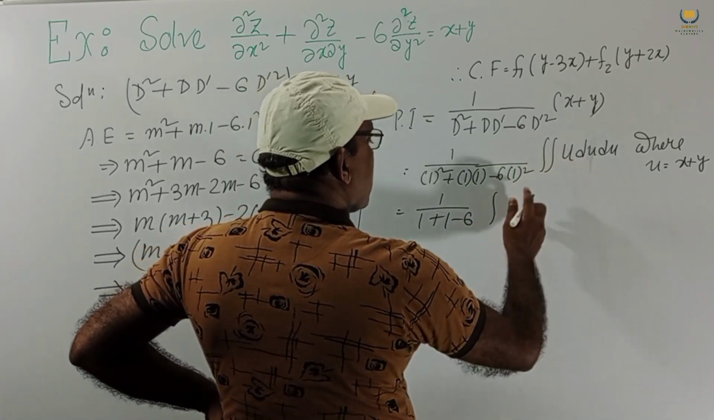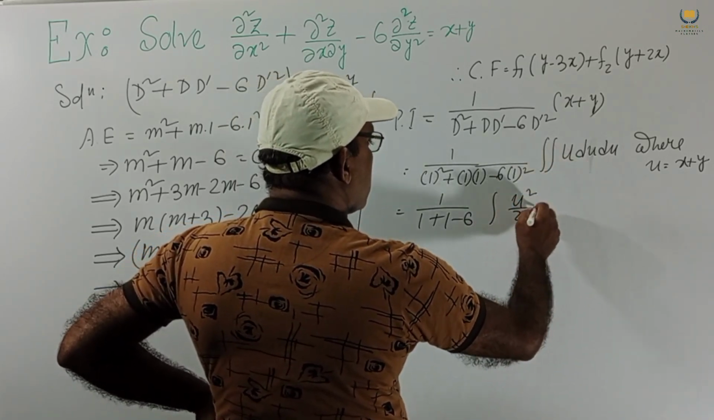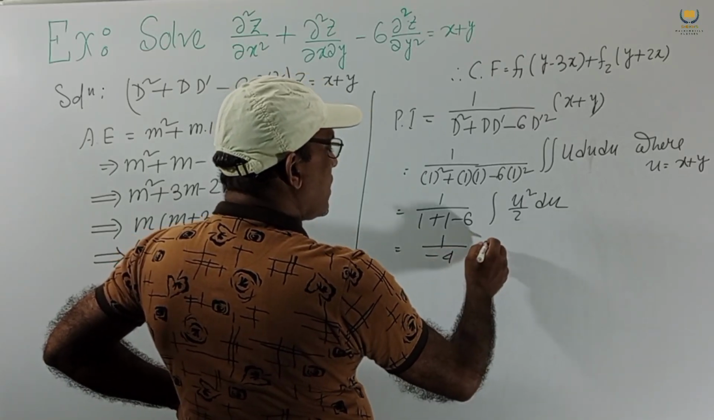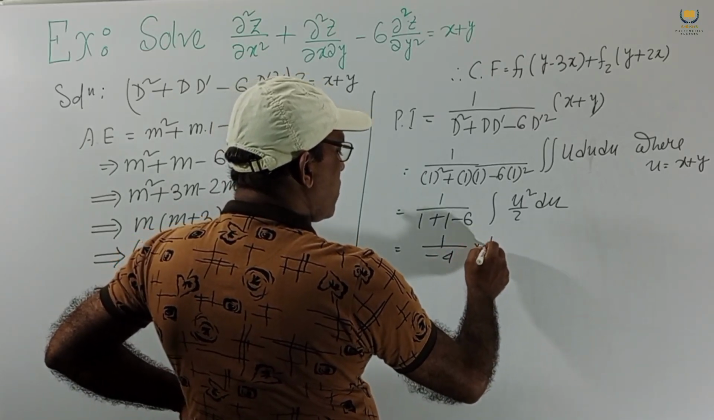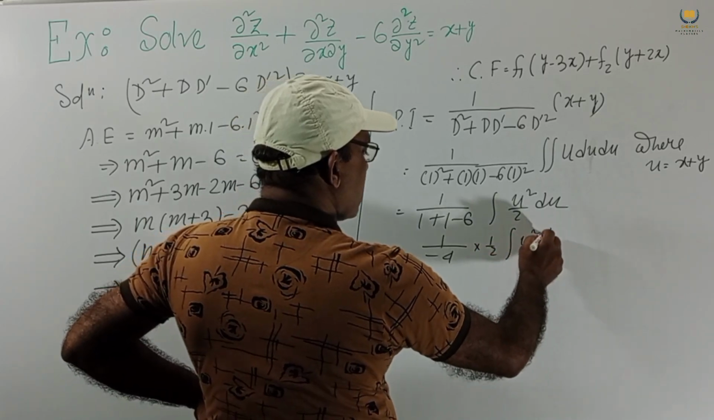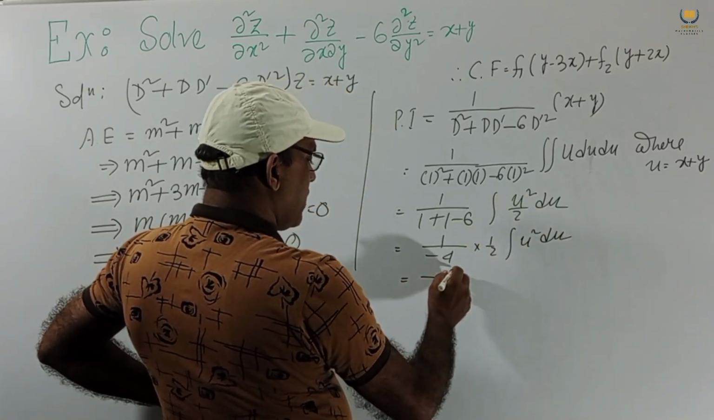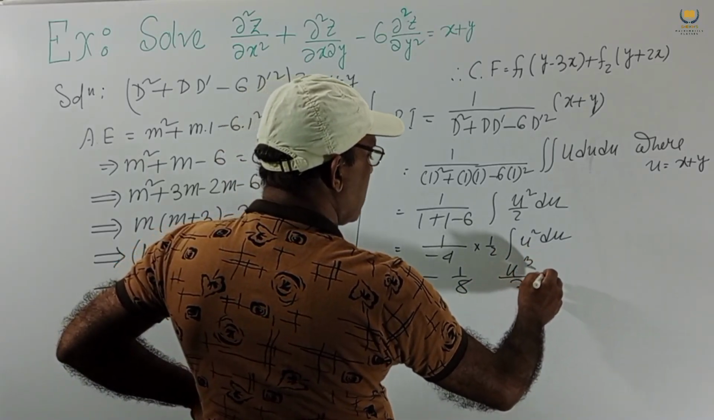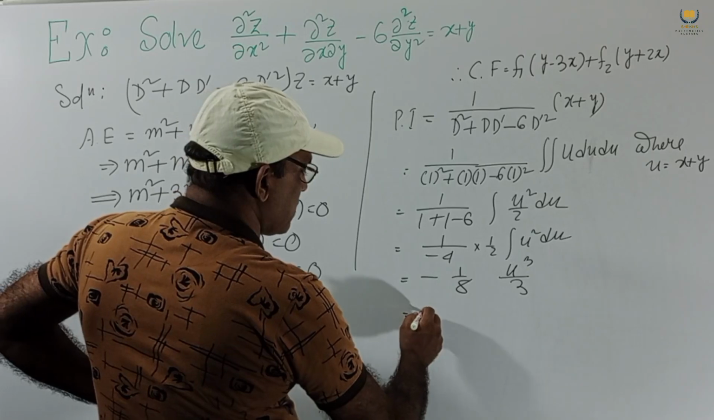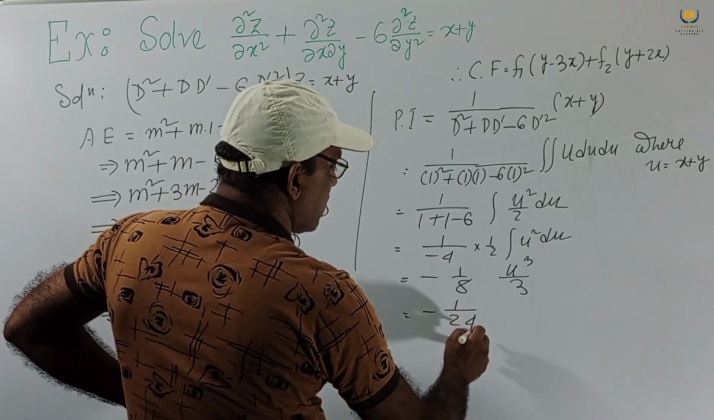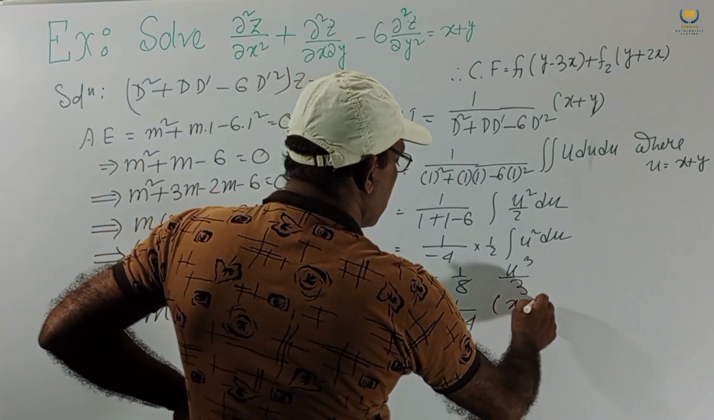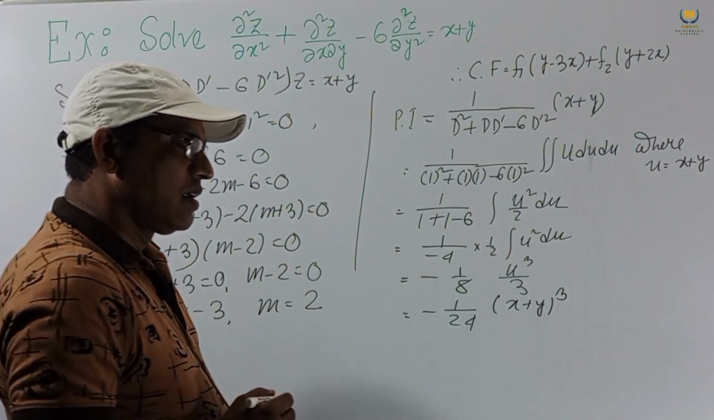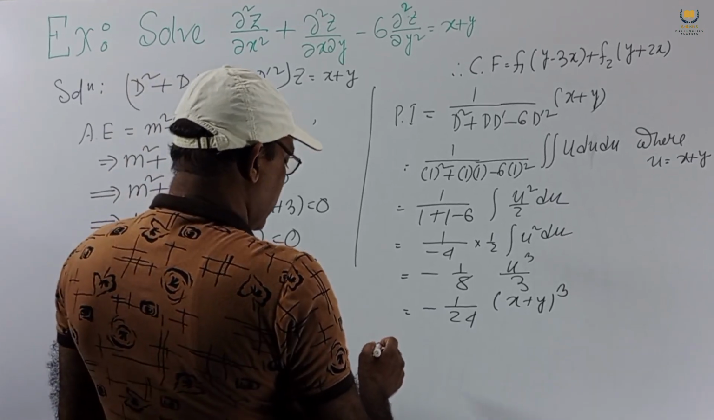If we integrate 1 times, then u square by 2 du, and this is minus 4, and this one 2 outside, u square du, and minus 1 by 8, again integrate this, u cube by 3, and this is minus 1 by 24, u means x plus y whole to the power 3. We get this one. So this is our particular integral.